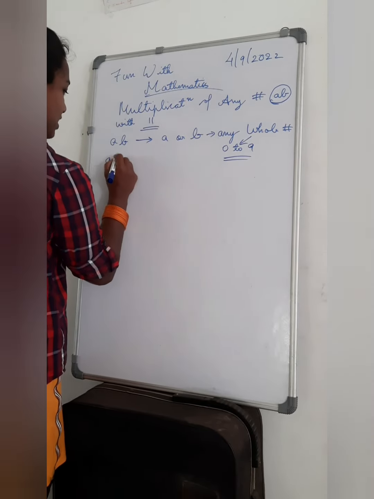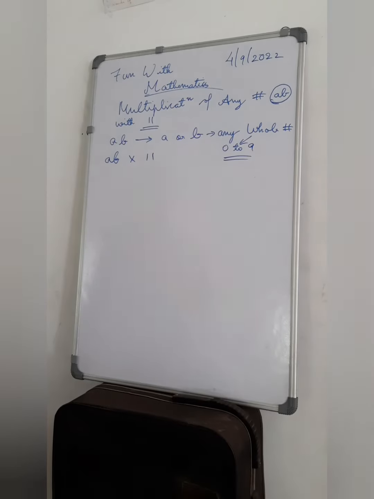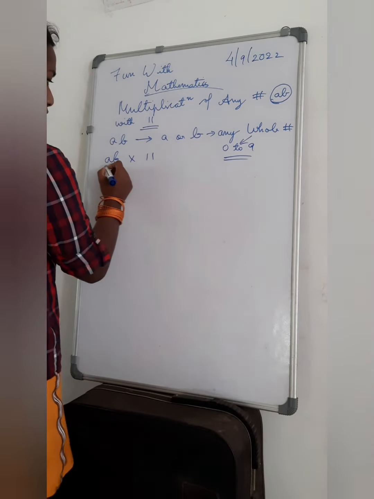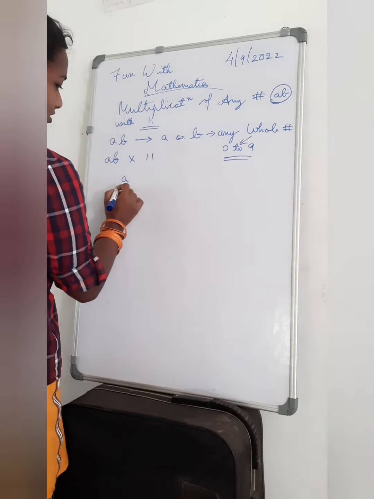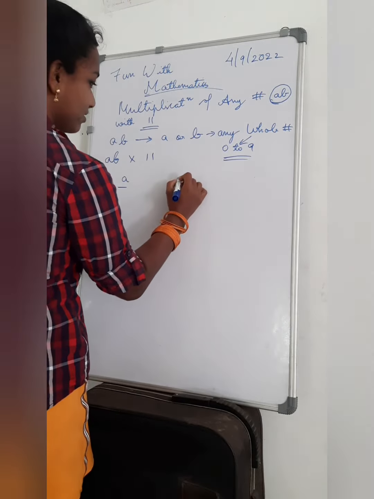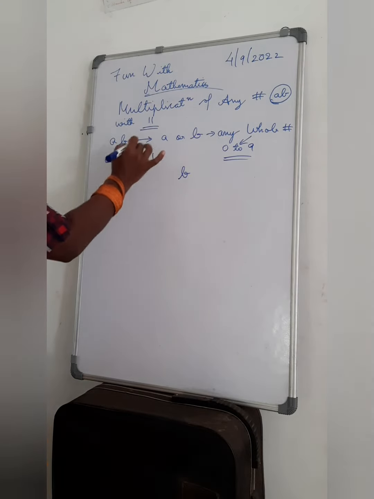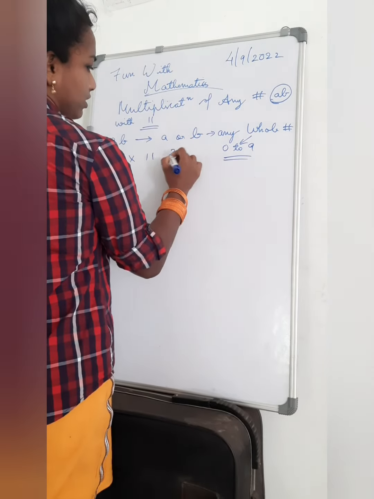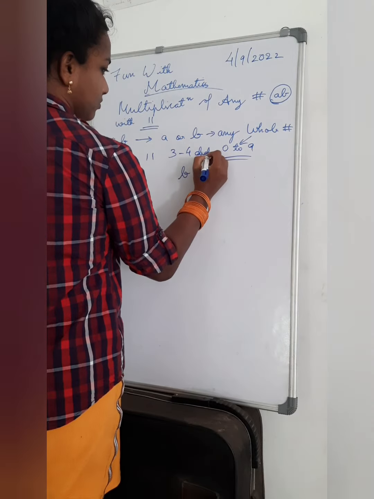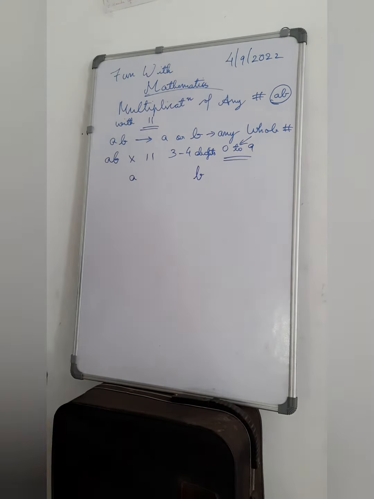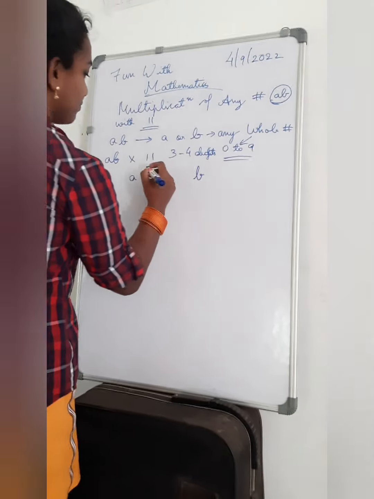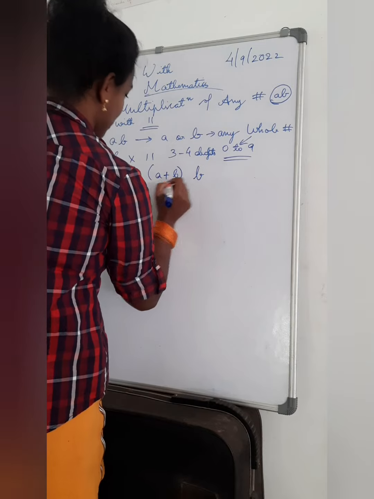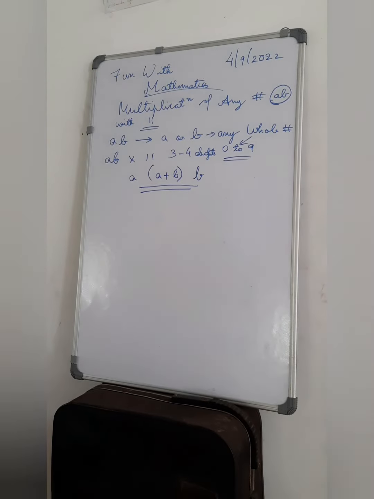First, let's take the number AB and try to multiply it with 11. The simplest formula to multiply any number by 11 is, first of all, you take the first number A and write it as it is. Then you take the second number B and write it as the third digit. The product of a two-digit number with 11 would really have 3 or 4 digits. The middle digit would always be the sum of these two numbers, A plus B. So this is the product of any number AB with 11, where A and B are whole numbers.